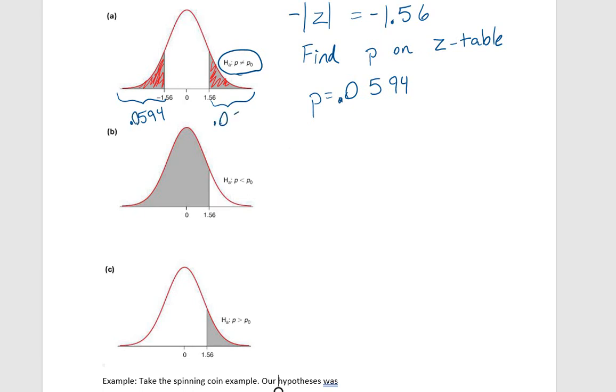So when we do it on both sides, what we have to do is add that together. So we're going to multiply that by 2, and we're going to get a p-value of 0.1188. So this would be our p-value.